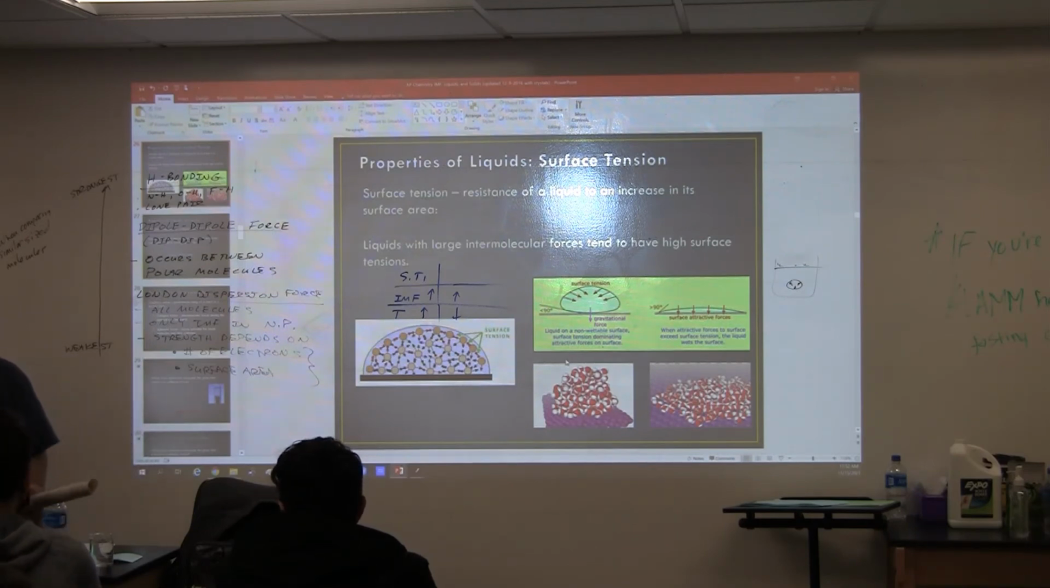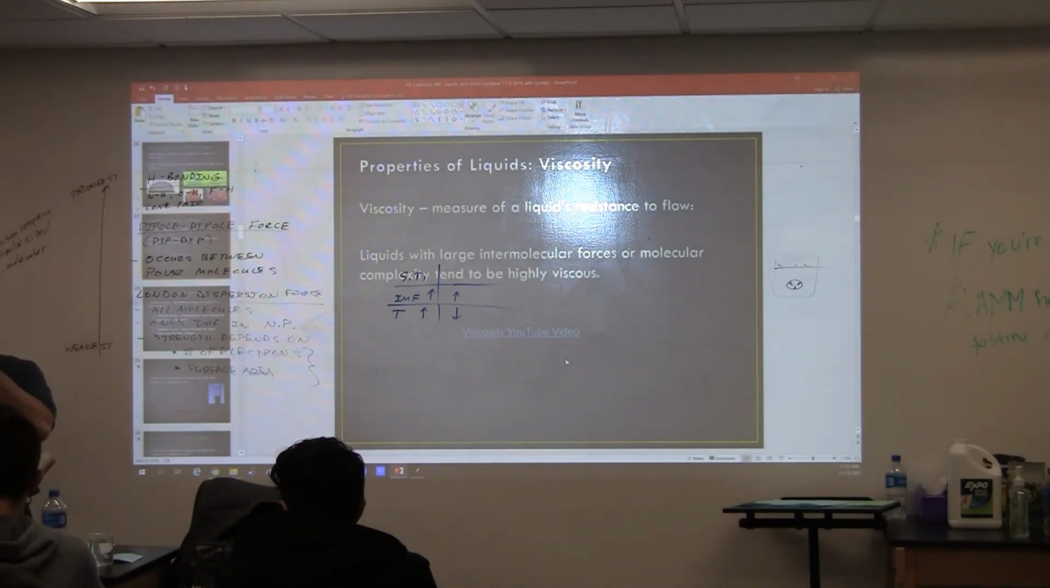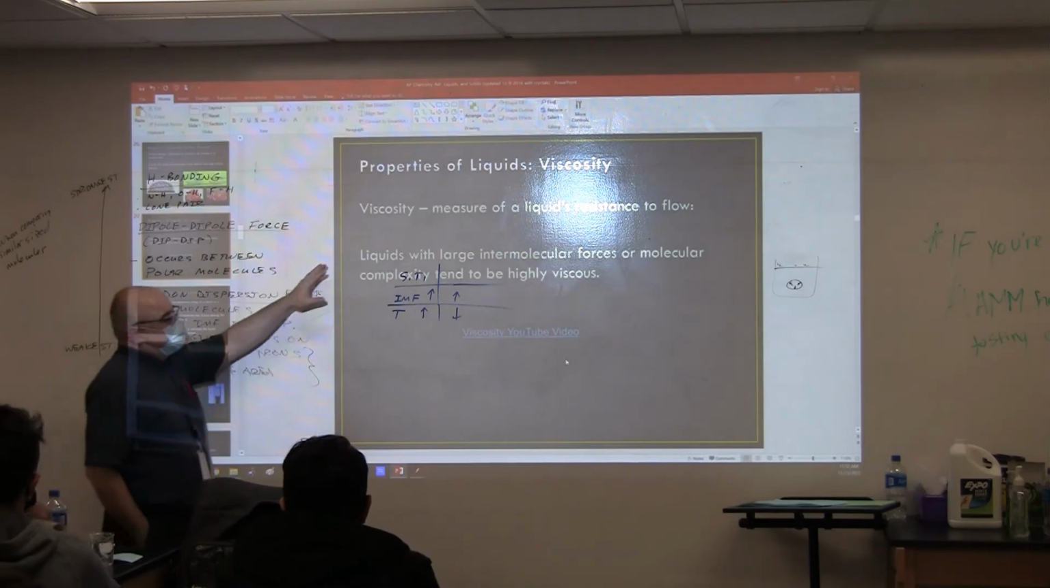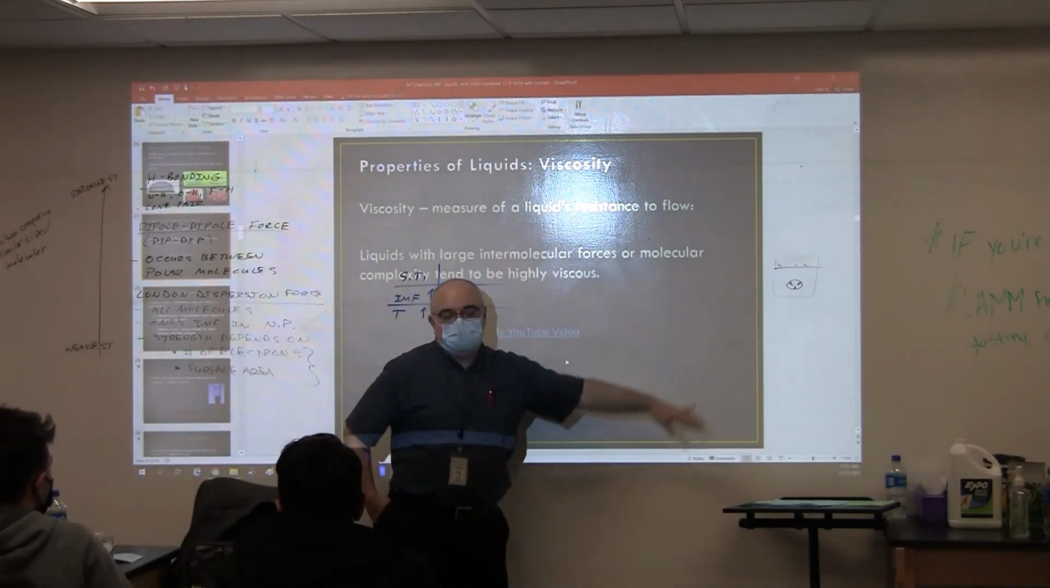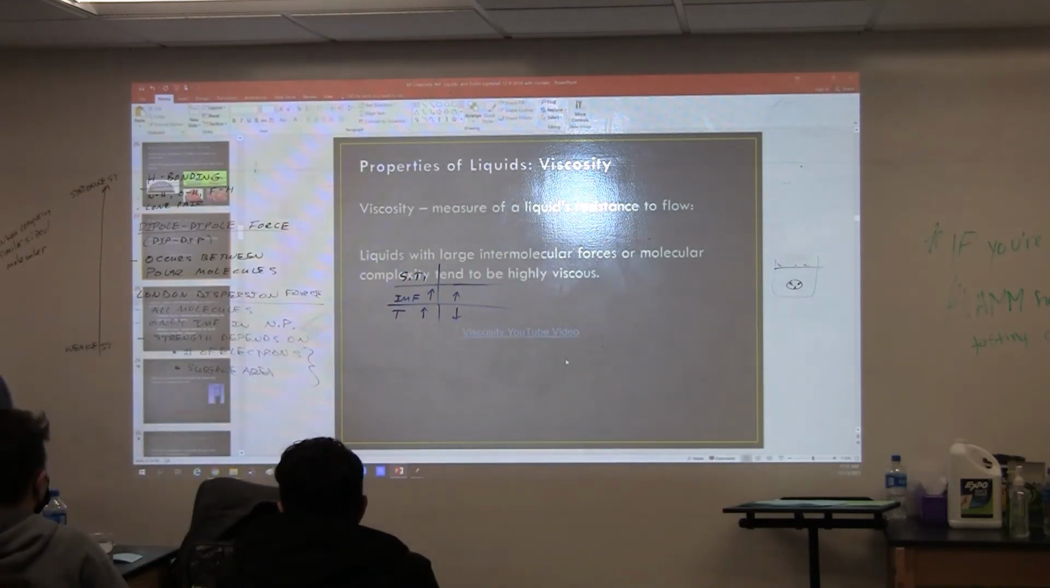Now, the next property I want to look at is called viscosity. This one you guys know. Viscosity is just resistance to flow. Check it out. So, is IMF and temperature always going to be inversely related? They're going to have opposite effects, yes. That's right, yes.